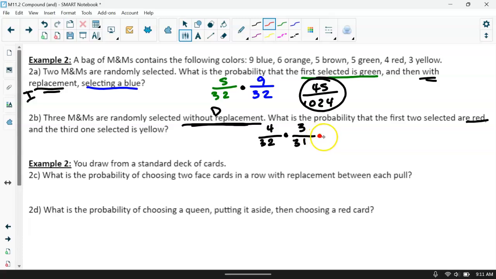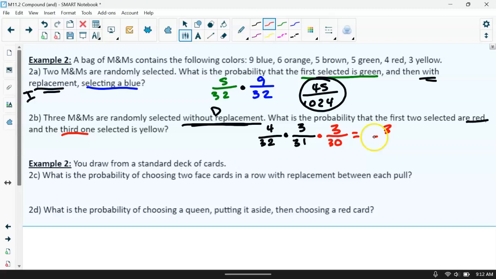Then what is the probability that the third one is yellow? So out of 30, how many yellow are there? 3. So again, notice how dependent those amounts are changing. So now go ahead and pause to multiply and simplify. And you end up with 3 out of 2,480. So that is the probability in this situation that the first 2 selected are red and the third one specifically is yellow without replacement.